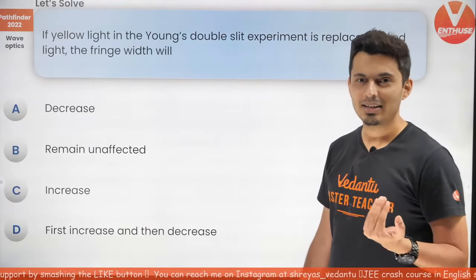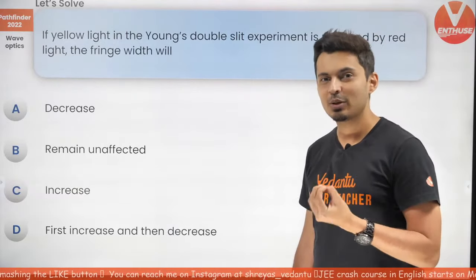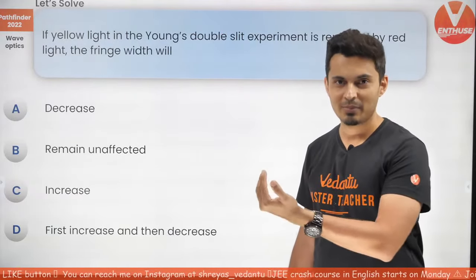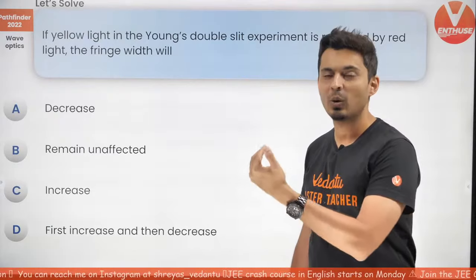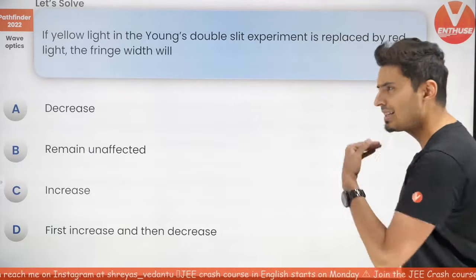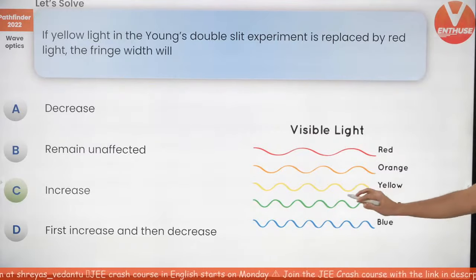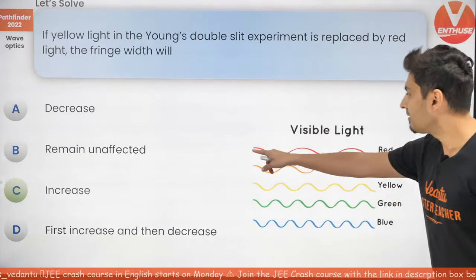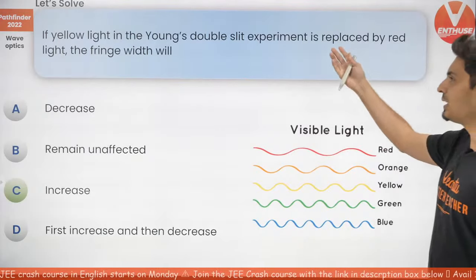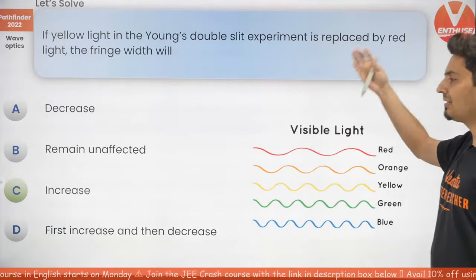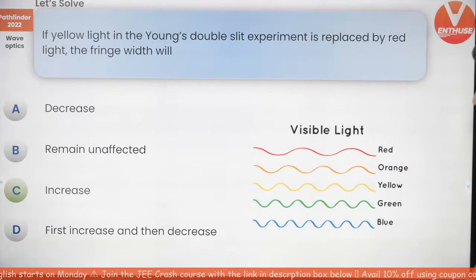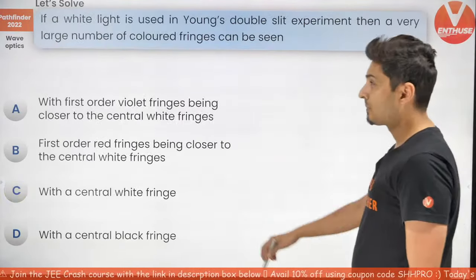It starts with violet. Violet has the least. Then you slowly go to blue. So VIBGYOR: violet, indigo, blue, green, yellow, orange, red. So yellow is lesser than red. Hence the answer is increases. Yellow has less wavelength, red has big wavelength. So fringe width increases. Perfecto. It's C. Moving ahead to the next question.